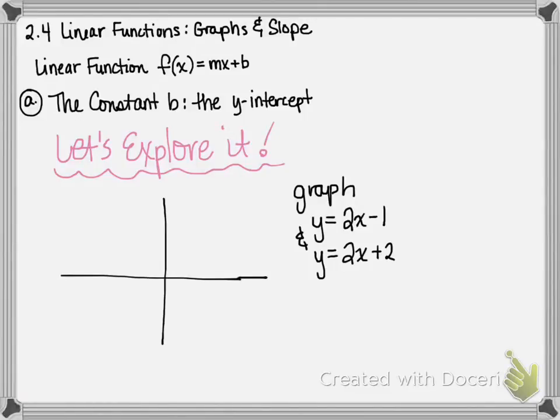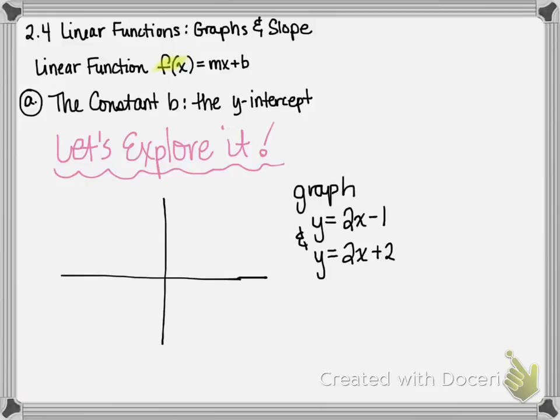You've already graphed a lot of lines, so let's look at linear functions really closely. The only difference really is that we're using f of x instead of y. We're calling it a function. Y is a function of x. And we're using slope-intercept form, mx plus b, which is most people's favorite anyway.